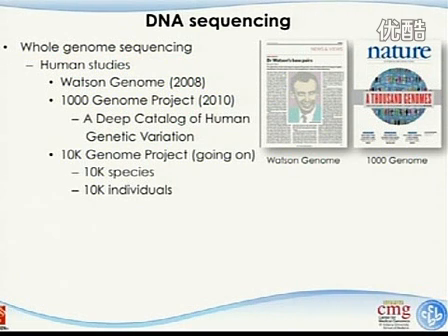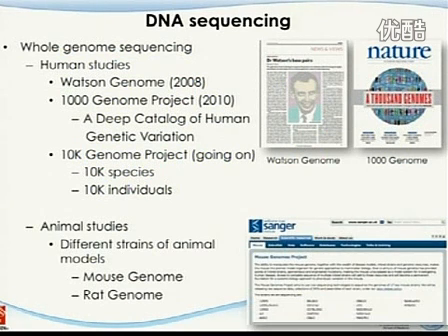We want to know the variations on each individual's DNA. And there are two 10K genome projects also ongoing. One is to sequence 10K species, and they want to create a sequencing zoo. And another one is the 10K individuals, and it's mostly on the cancer genomes.